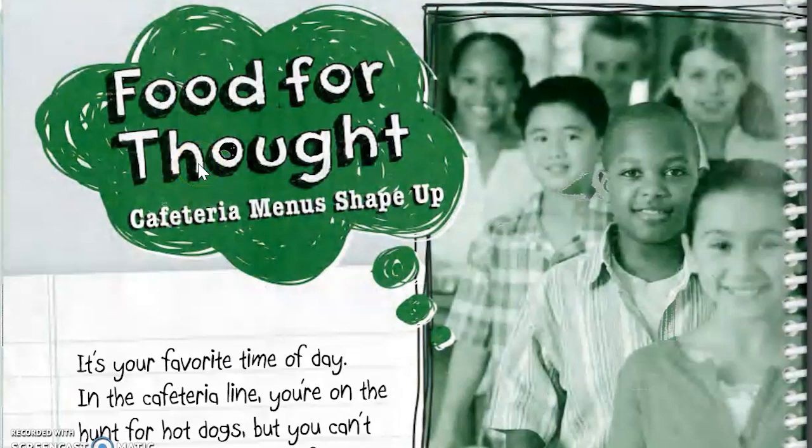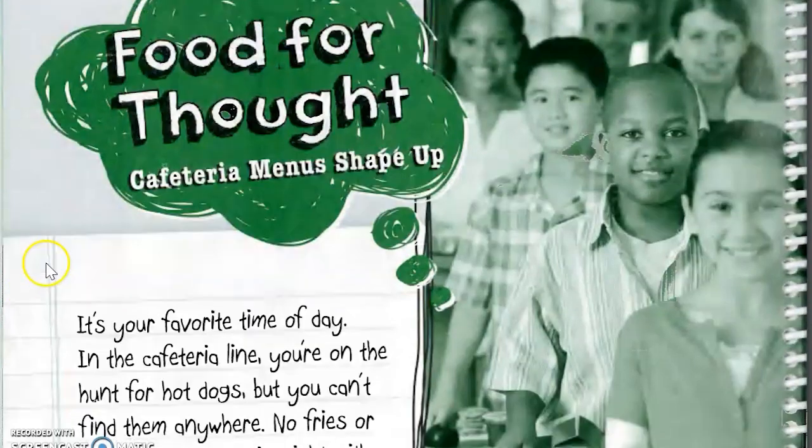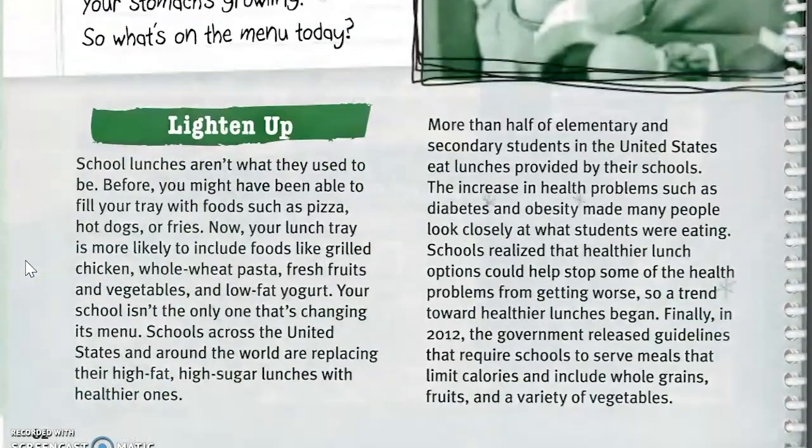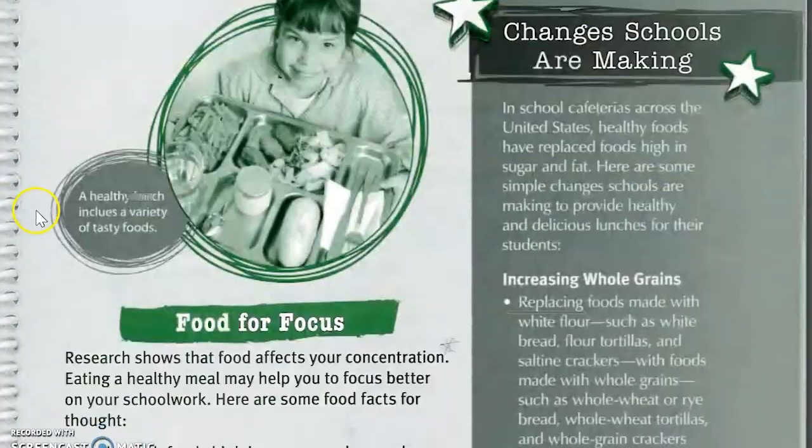Food for Thought, Cafeteria Menus Shape Up. Yesterday, we previewed this text and we read the text, and we learned that good readers, when they skim through the text before they even begin reading, it really sets our brains up. We now have a better understanding or an idea of what the text is about, right?